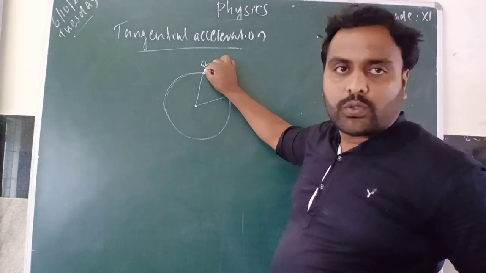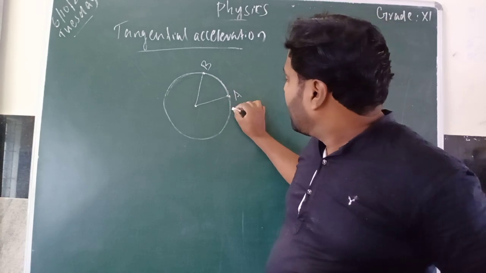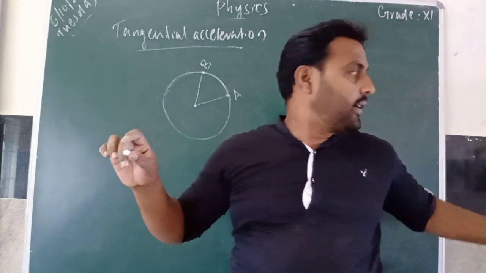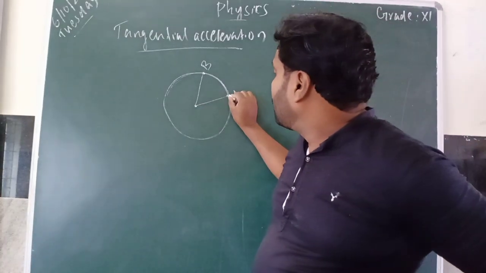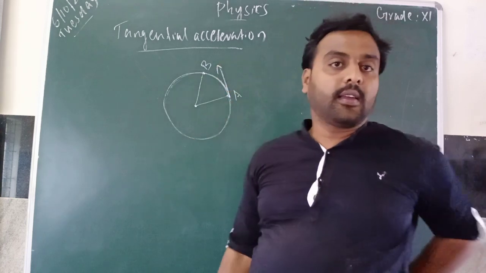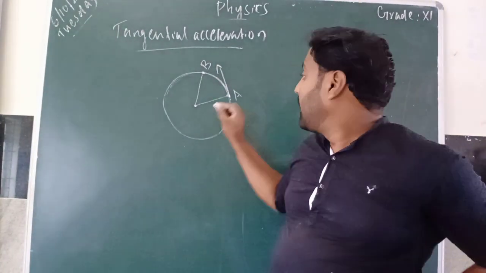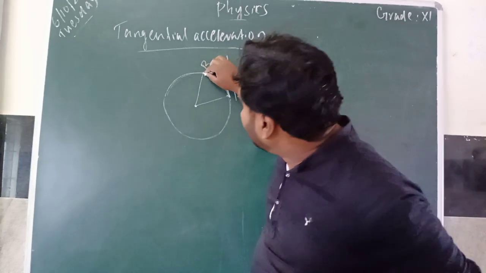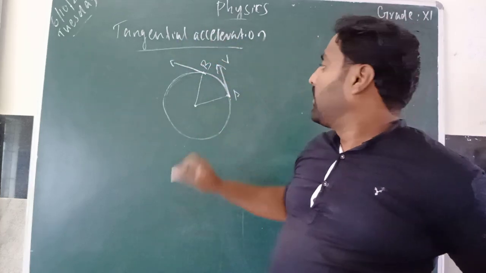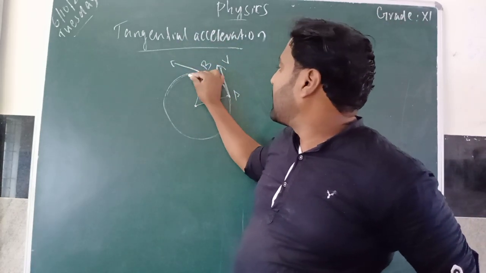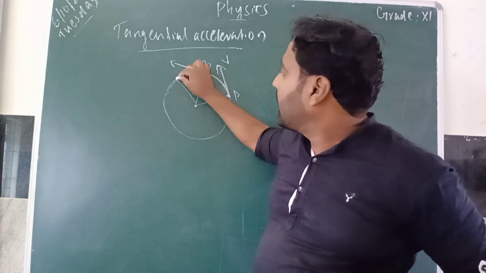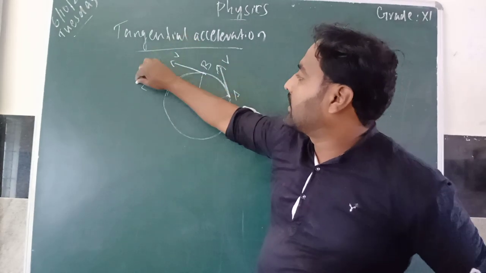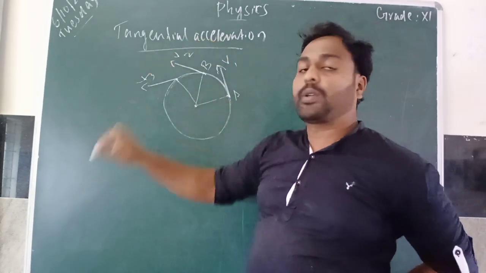When this particle moves from the point A to B, always tangent to this circle, remember that, there is a linear velocity. Tangent to the circle there is a linear velocity being produced. Always, when the particle moves here, tangent to the circle, there is a linear velocity. V1, V2, V3, you can keep.